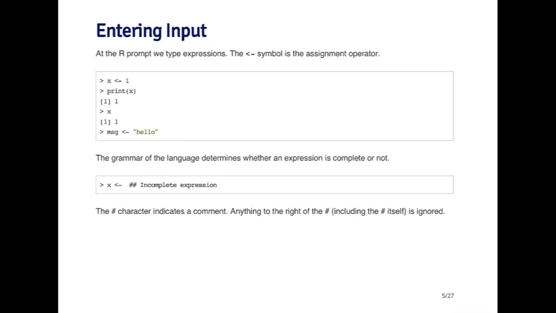The other thing I've got here is this hash symbol. It indicates that everything to the right of that is a comment. So the R engine will ignore anything that appears to the right of that symbol. You can put things like comments or notes to yourself in the code, and R will just ignore those comments.